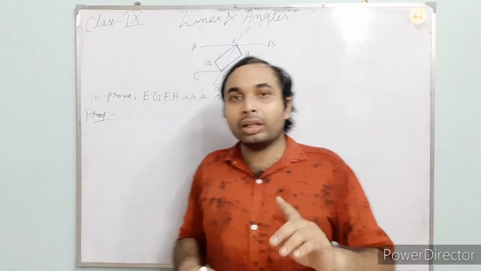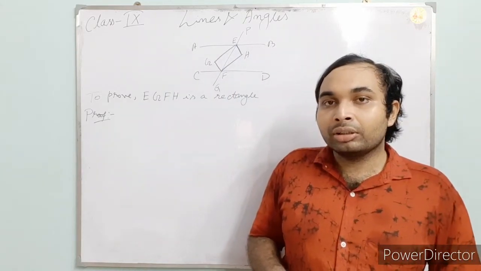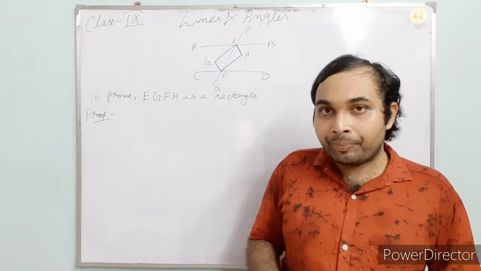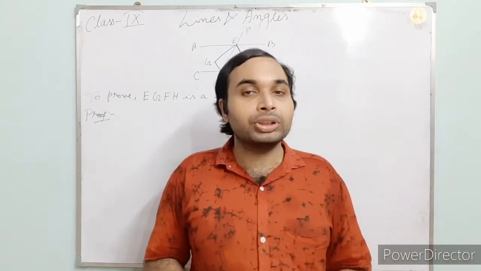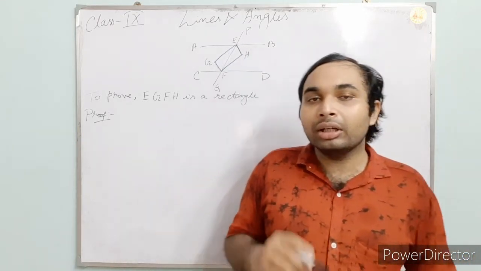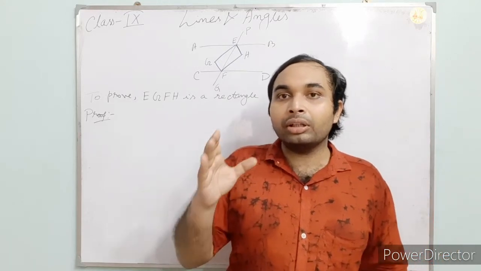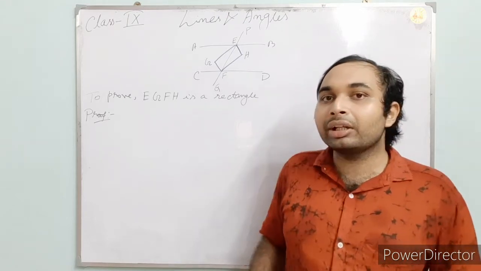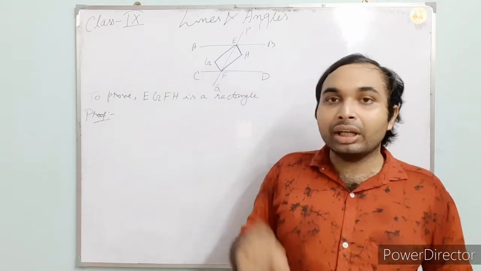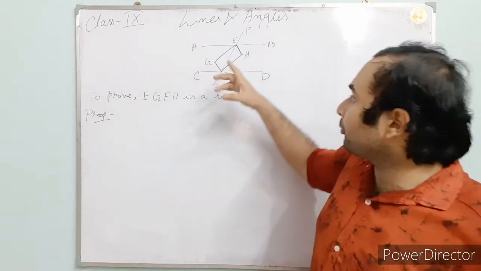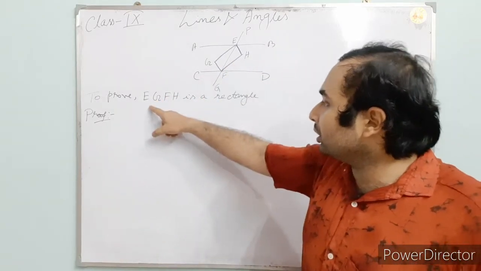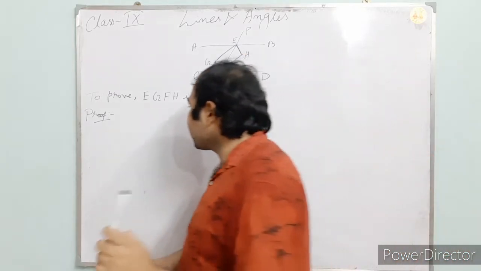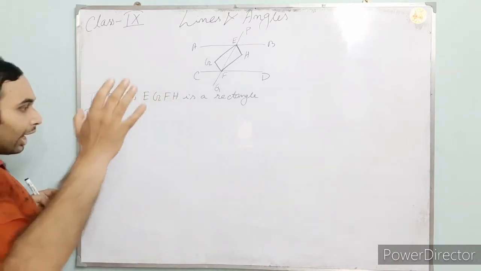Parallelogram means the closed geometrical figure with opposite sides parallel. The closed geometrical figure with opposite sides parallel is called a parallelogram. Whenever one angle of the parallelogram is 90 degrees, then it will be a rectangle. So first of all we have to prove EGFH is a parallelogram.